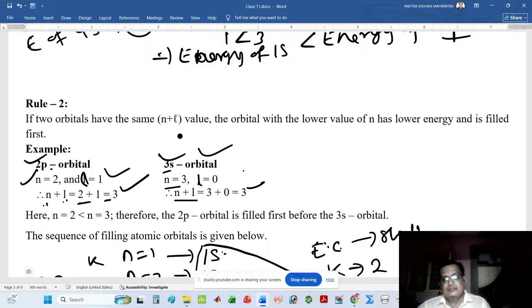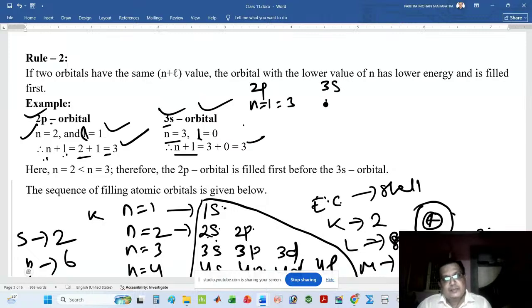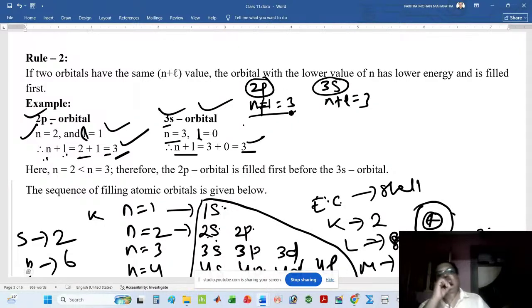Look at that. Here a problem has happened. What is the problem? For the 2p orbital, the n plus L value is 3. For the 3s orbital, the n plus L value is also 3. Yes or no? This is 3, and this is also 3. Both orbitals have the same n plus L value. Then a problem is created here. How will you solve it? You follow the second rule.